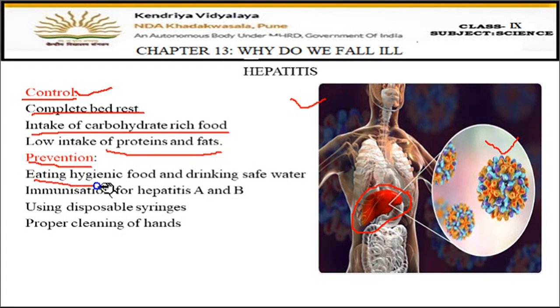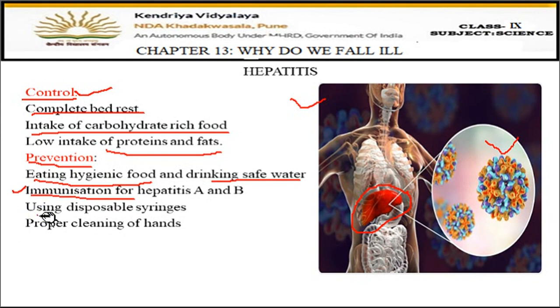So, first is eating hygienic food. Okay, proper hygienic food and water should be consumed. Water should be safe, it should not be contaminated. Food should be hygienic food. Okay, proper, clean, neat, covered food must be taken. Then, next prevention is proper immunization. Okay, vaccines must be taken for hepatitis A and B so the immune system can be activated.